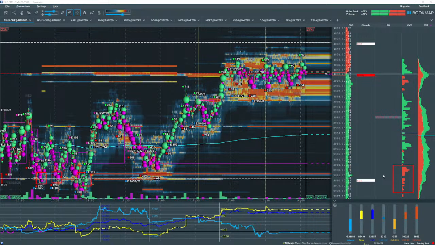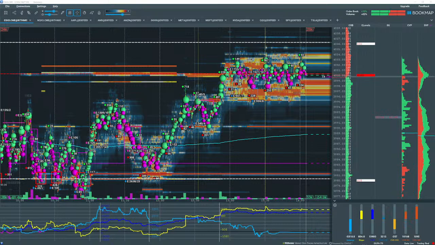So all those sellers offsides there, and buyers, aggressive buyers, come in and move the price higher, and then the stop orders fire off, helping to move price higher. Okay, that's the S&P 500.